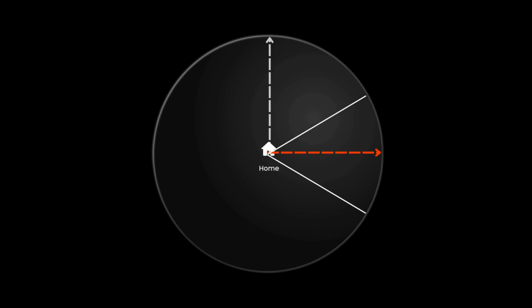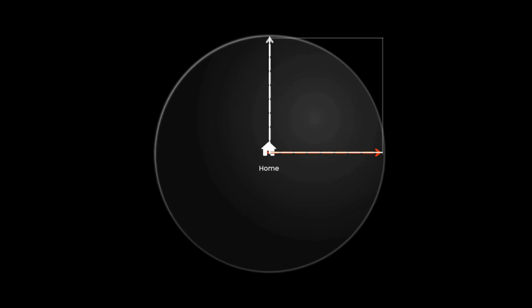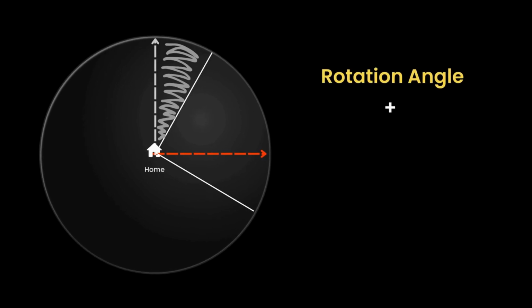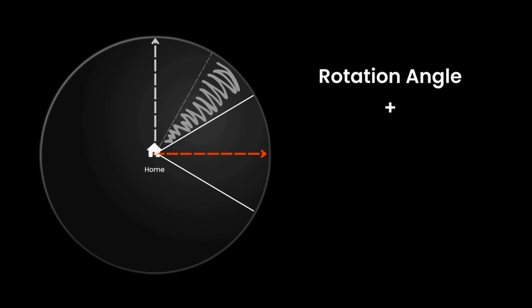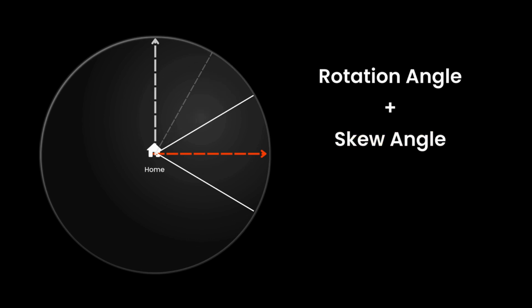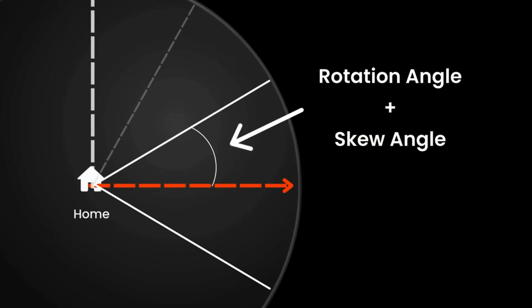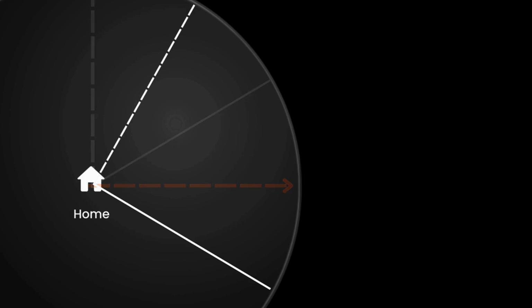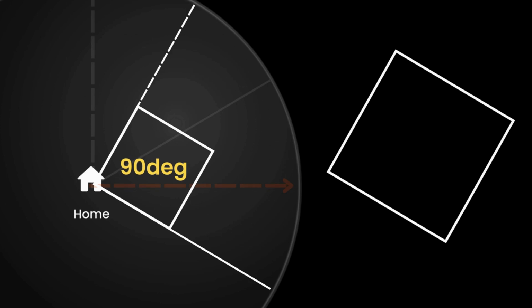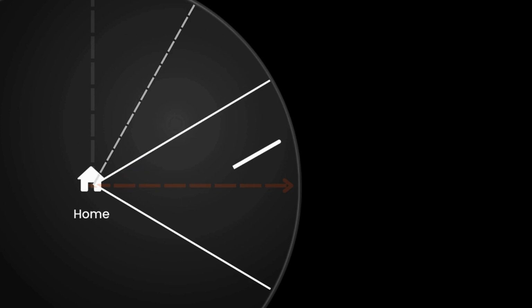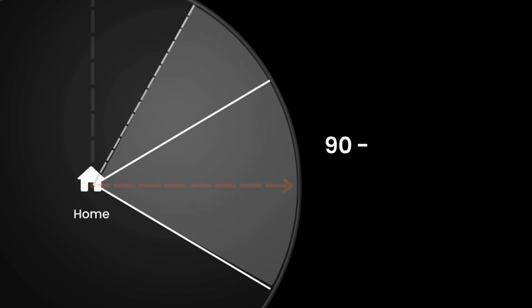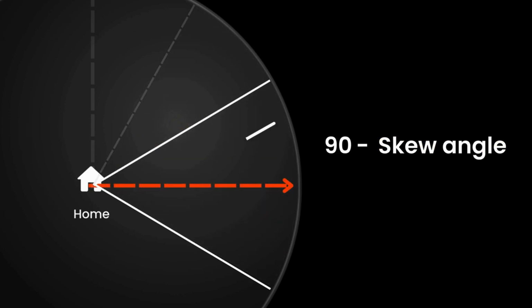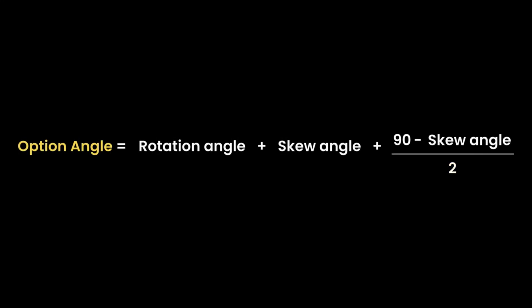For that, we will consider the initial position of the sector. First, the sector was rotated, so consider that rotation angle. Then the sector is skewed, so consider the skew angle also. Now we need to find out this angle. If you consider the unskewed sector, the angle is 90 degrees, as the shape of the sector was a square before skewing. So the angle inside the sector is 90 minus the skew angle. The angle which we need is exactly half of it. So this is how the option's angle is calculated.